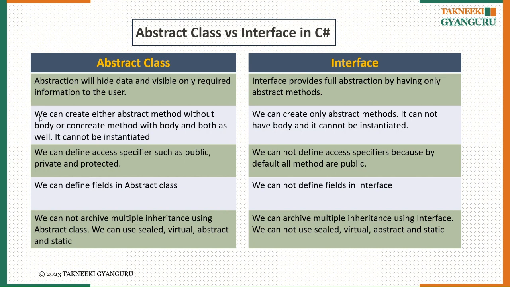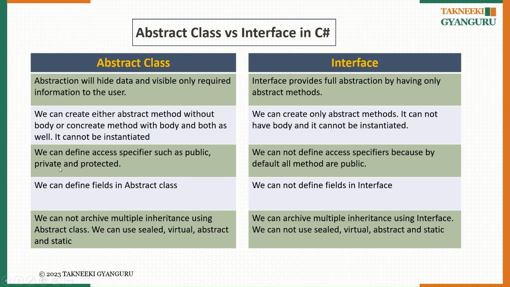And in the interface, we can create only abstract methods. As I said, only abstract methods can be created inside the interface. And it cannot have a body, meaning we can only define the method name, we cannot create a full function with a body, right? An interface also cannot be instantiated, as we cannot create a direct object from the interface, right?